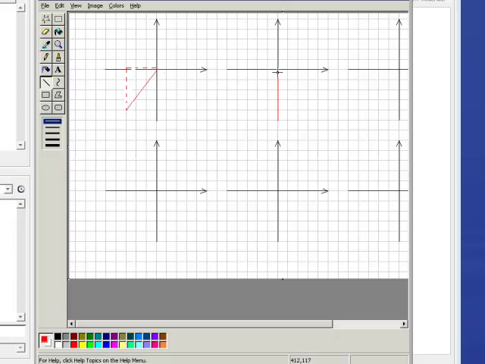Okay, and as you can see here, we would have to divide 0 by 5 in order to come up with the cosine, and 5 divided by 0 to come up with the secant, and so on for all the other functions.